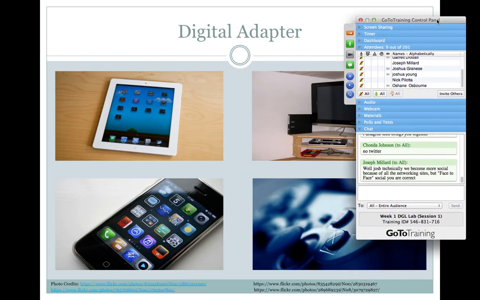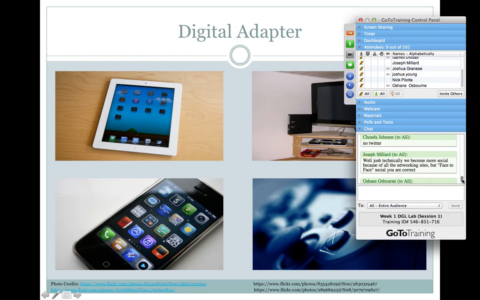There's an example of why I'm a digital adapter, because I'm sort of in between these two poles, between digital native and digital immigrant. I embrace lots of things. I think I'm pretty comfortable with technology, but there are things that I still sort of resist just because I'm not interested in them, not because I'm afraid of them. So yeah, Twitter, I haven't joined up with that yet.